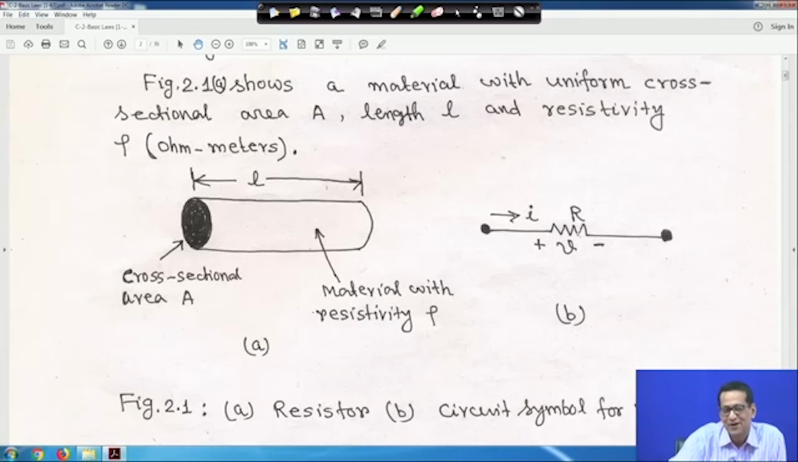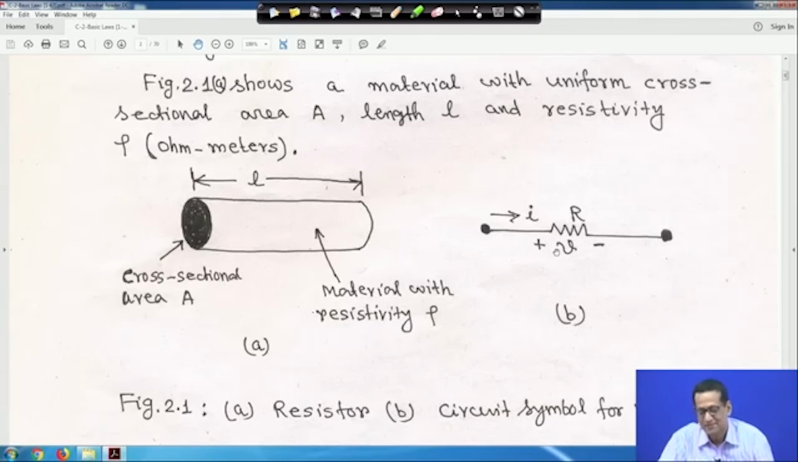Earlier we have seen, but again we will see that a resistor is a passive element, so it absorbs power. This is a two terminal element, the resistor R, and current is entering into the positive terminal, with voltage V across the resistor. Resistors absorb power, that is why we represent it this way. Because it is a passive element, it will absorb power, and that is why plus and minus are taken by convention.